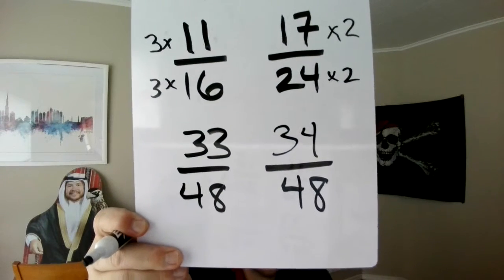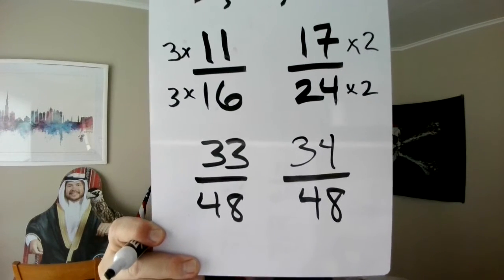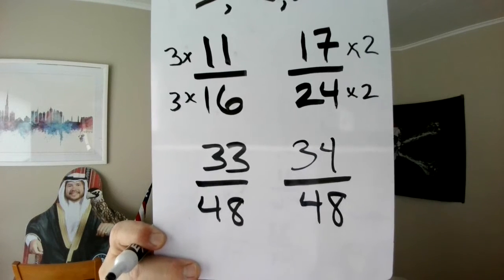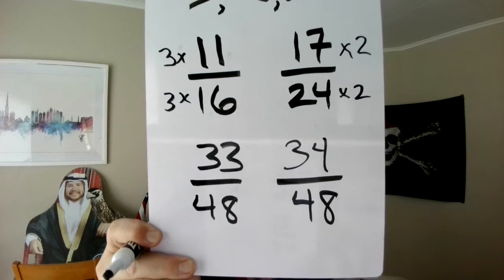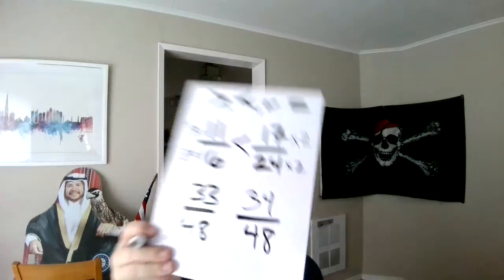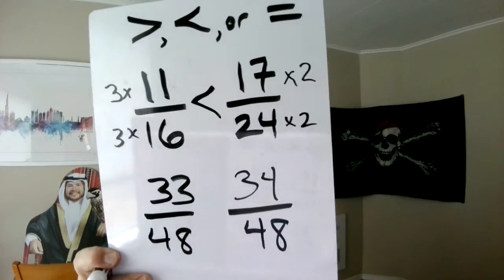Once you have a common denominator, then you can do all sorts of things with fractions, like add them and subtract them. In this case, we can compare them. And you'll see that 34 over 48 is bigger than 33 over 48. Therefore, 17/24 is bigger than 11/16. So my little alligator will eat the 17/24 because that's the bigger one.